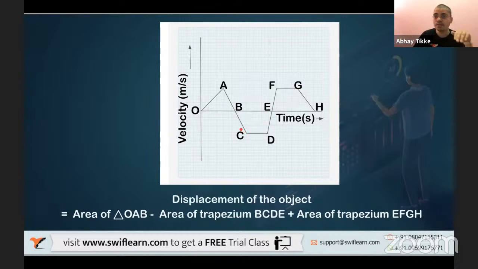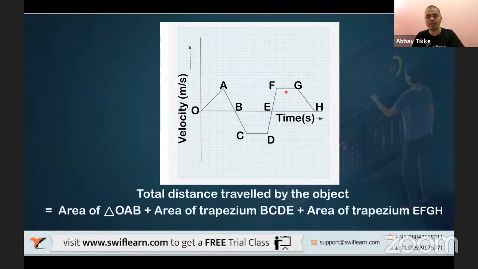Why? Because it is in the downward side. And then next is EFGH. EFGH is positive, negative? Yes, it is positive because it is on the upper side. तो ये हो गया आपका, yes, this is your positive, this is your negative, and this is your positive. Correct? Total distance traveled by the object, that has to be always added.